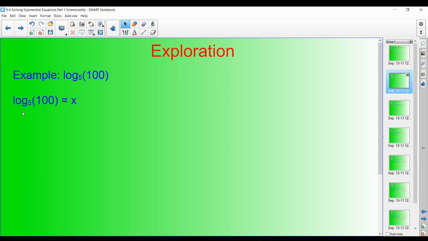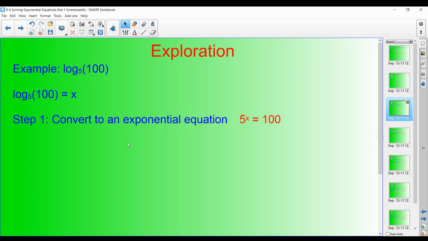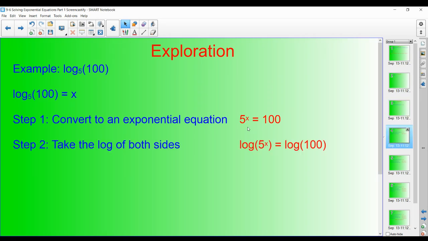So let's assume that we don't know what it is. So log base 5 of 100 equals x. Step 1, we're going to convert to an exponential because maybe that might help us. So 5 to the x power equals 100. Okay, I don't like that. So I'm going to take the log of both sides. We're going to see in a minute exactly why I just did this.